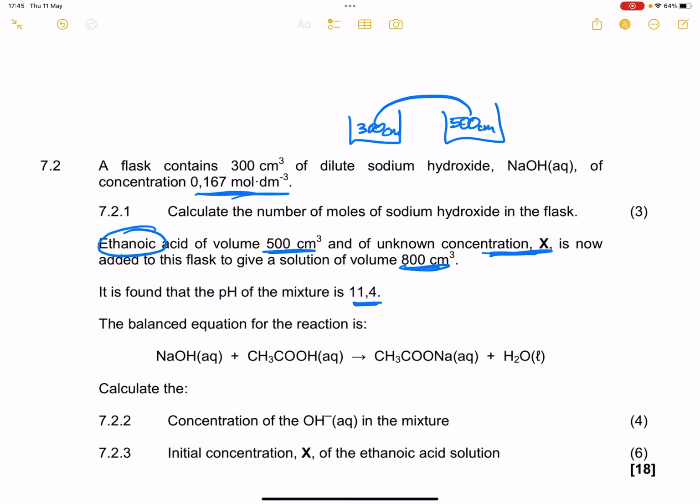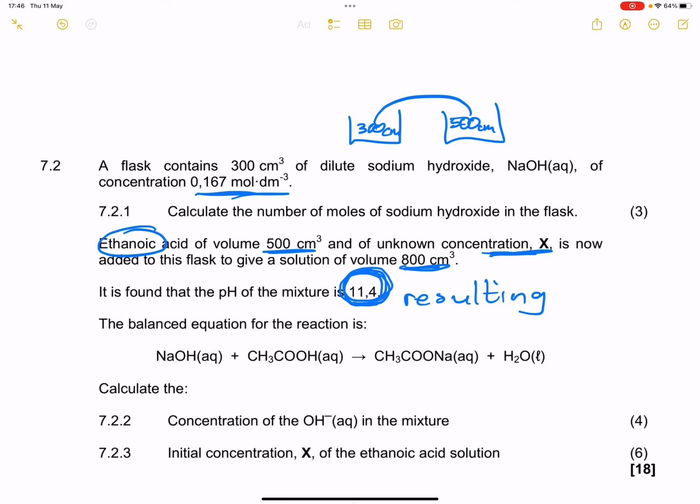We took ethanoic acid and put it in the sodium hydroxide solution, but still the solution comes out basic. So what does that mean? It means that in this case it partially neutralized, but the base was still in excess. So this is the resulting solution, and the resulting solution has a pH of 11.4.